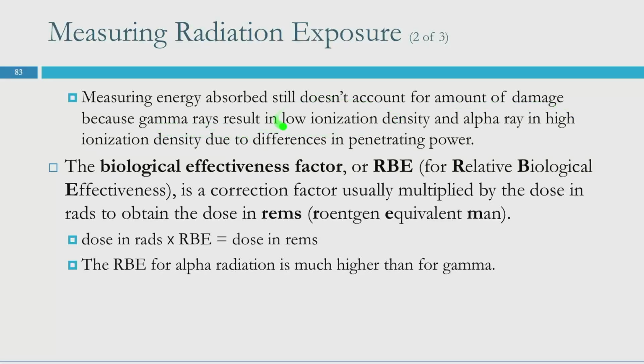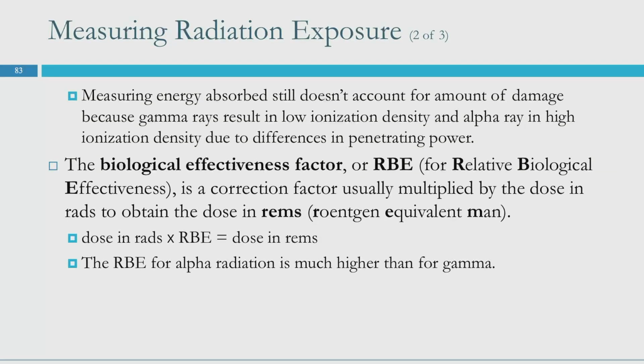Since gamma rays are low in ionization density, alpha rays are high in ionization density due to their differences in penetrating power and the size of the particles. And so this is that third unit that I was talking about, the biological effectiveness factor. This is a correction factor that converts us into REM or other similar units. So I think the Roentgen is a unit of decay as well.